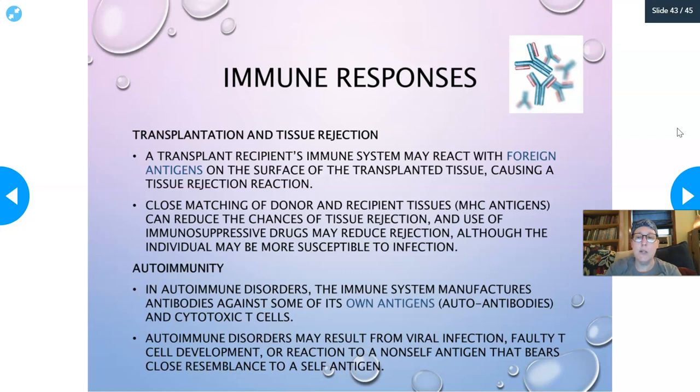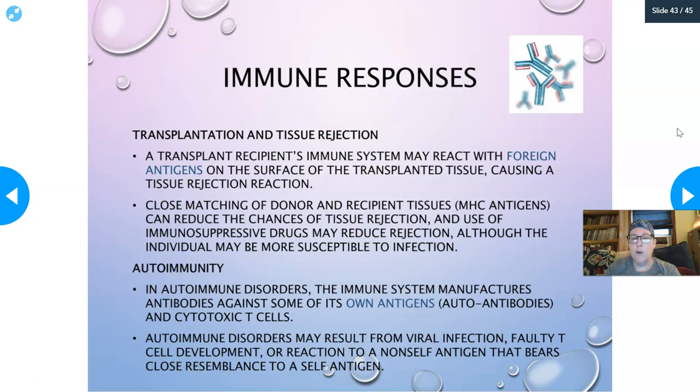And now let's talk about autoimmunity. So in autoimmune disorders, the immune system manufactures antibodies against some of its own antigens. So they're autoantibodies, against antigens like your thyroid or parts of receptors on your muscles and stuff like that. And also cytotoxic T cells that can destroy, for example, the thyroid tissue or nervous tissue or other things like that. Autoimmune disorders are basically a misdirected immune response against your own tissues, against yourself, instead of against a pathogen.